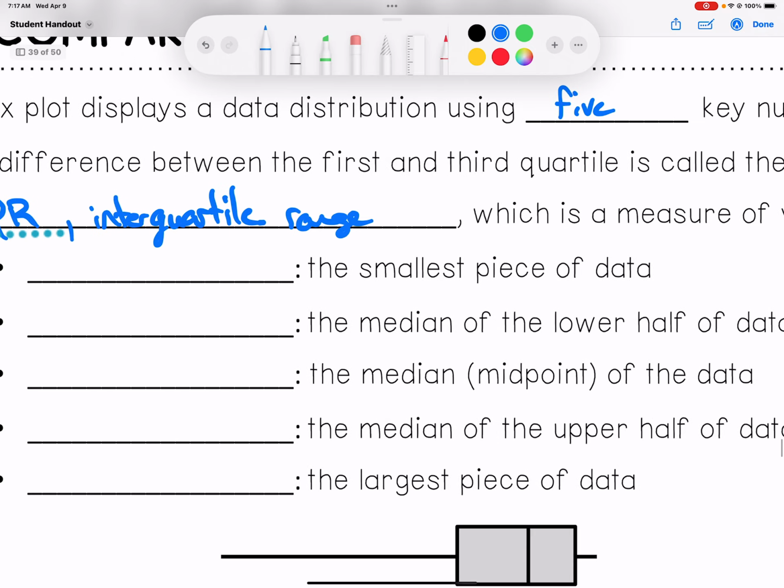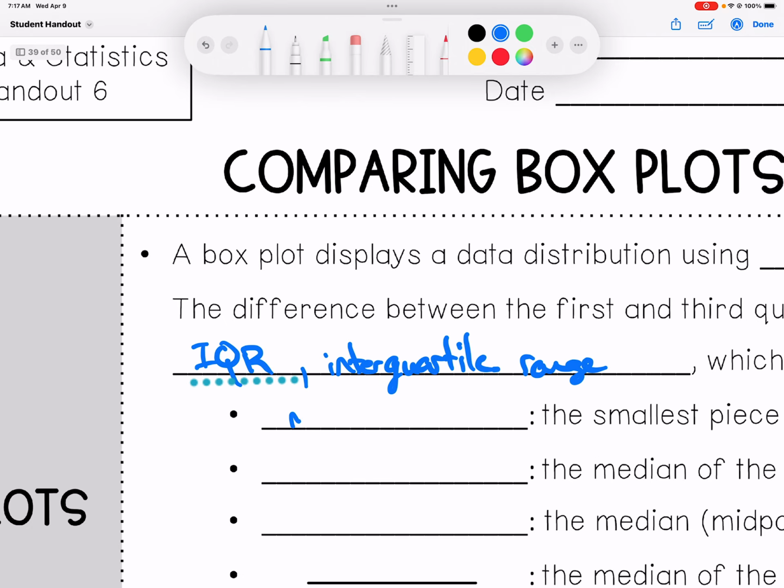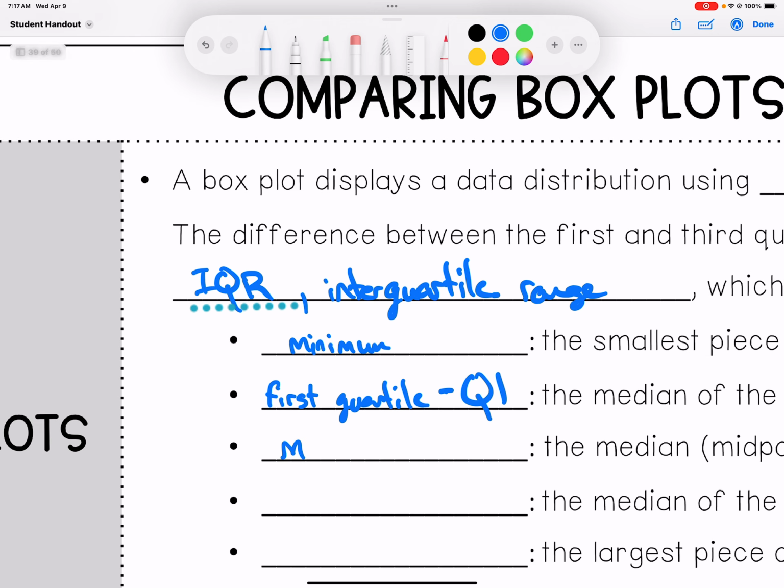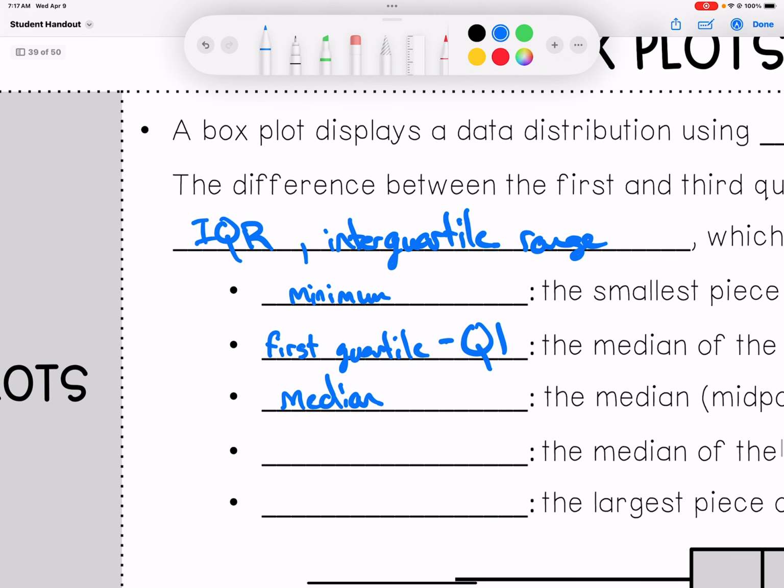First one, the smallest piece of data we call the minimum. That's pretty easy to find, right? The second part of the data is the first quartile, which we also refer to as Q1. Okay, the median. The median of the upper half is called the third quartile. All of this we've talked about, so this is nothing new here. Okay, and then we have the maximum. Again, you've done every bit of this, okay?